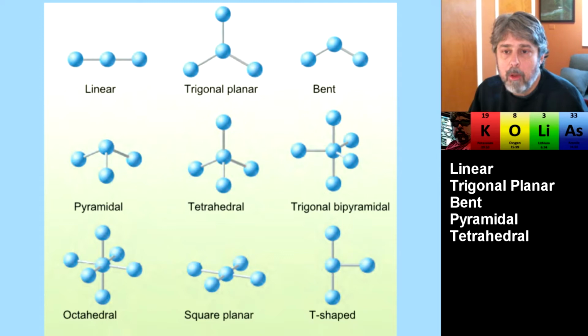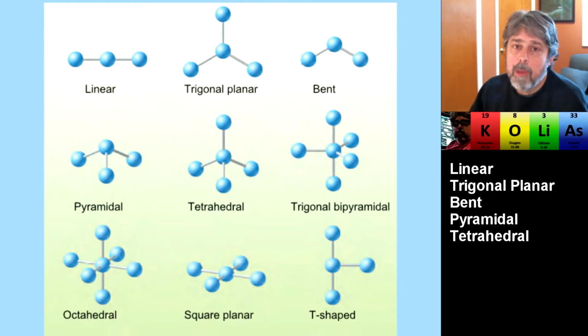These are called stick and ball models. The balls represent atoms, and the sticks represent the bonds between them. And remember, a covalent bond is when 2 electrons are shared between 2 atoms.